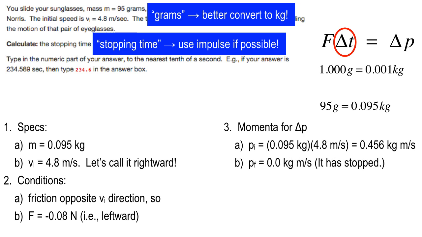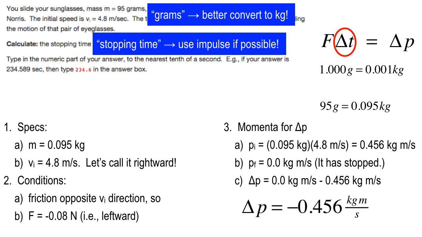Now, the final momentum state is pretty easy because it's a stopping time problem. So P subscript F is zero, goose egg time. All right, so that one's easy. And what makes that handy and convenient is that delta P is fairly simple to calculate. Zero minus P_I. And so P subscript I is positive 0.456 kilogram meters per second. So delta P is negative 0.456 kilogram meter per second.